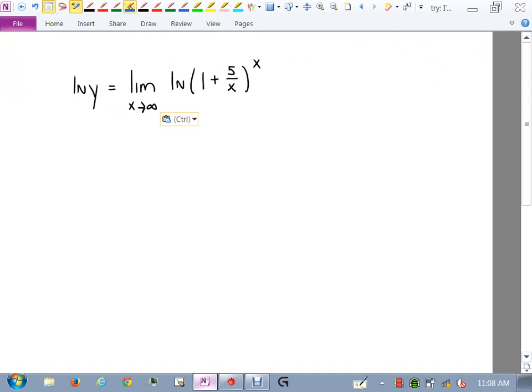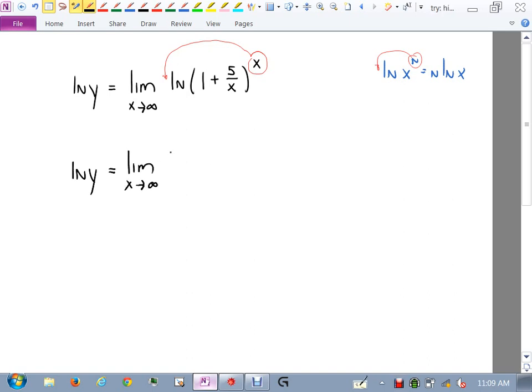Now, why is it that we introduced the natural log? Because there's a property of natural logs that says if you have the natural log of x to the n, this is n natural log x. In other words, that power can drop out in front. So I'm going to take this x and drop it out in front of this natural log. So natural log y, notice I'm keeping the equation, is the limit as x goes to infinity of x times natural log of 1 plus 5 over x.